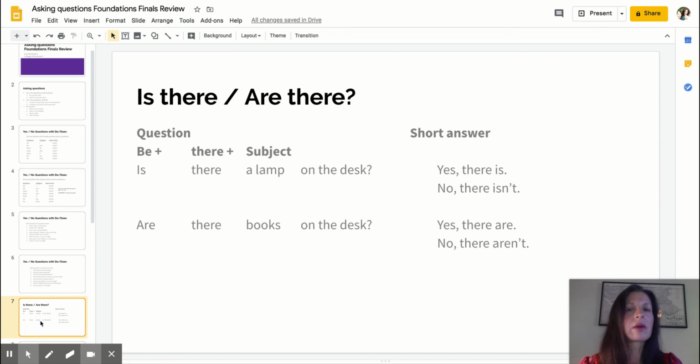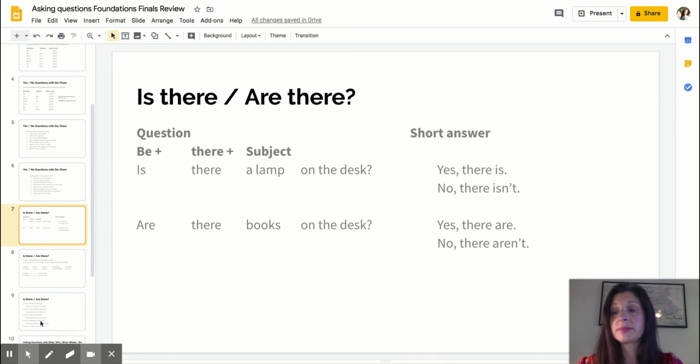Now let's talk about questions with is there, are there. You begin with the verb to be, is or are. Then you use the word there, and then your subject. Is there a lamp on the desk? If it's plural, you use are. Are there books on the desk? Your answers are yes, there is, no, there isn't, yes, there are, no, there aren't.